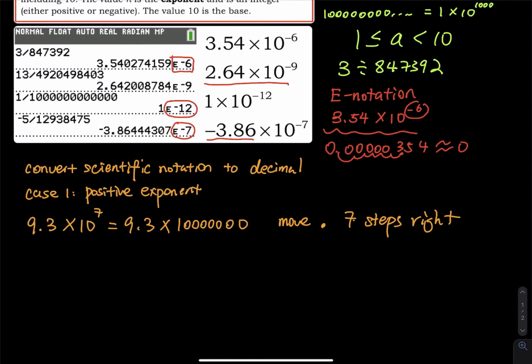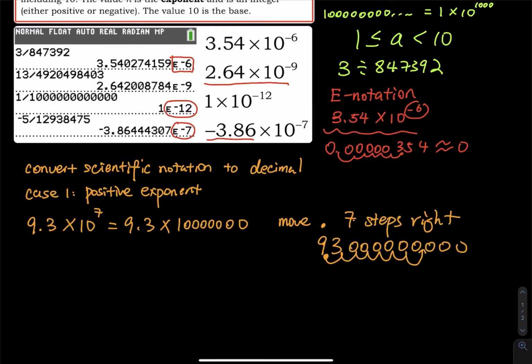So here is how. If you have no experience in doing this, you are moving the decimal point to the right. This is how I did it when I was learning decimal notation. I write 9.3 and then followed by a bunch of zeros. Just prepare a few more zeros. You start right here, and then start the counting: 1, 2, 3, 4, 5, 6, 7. So you start right there.